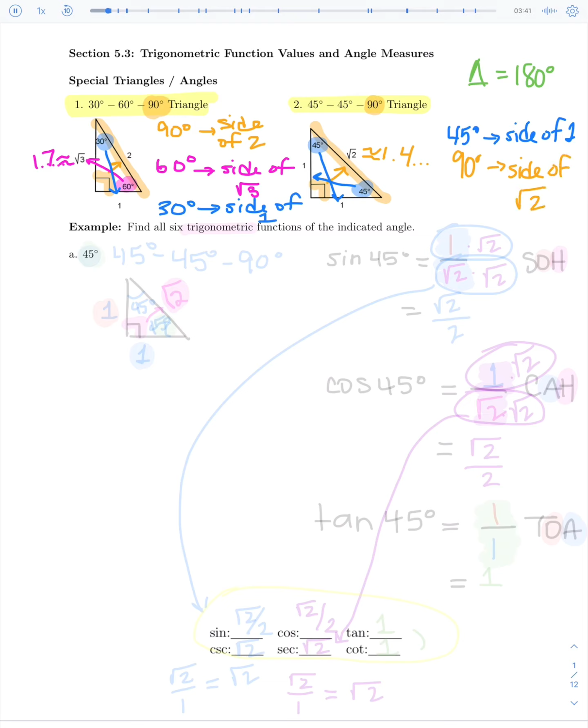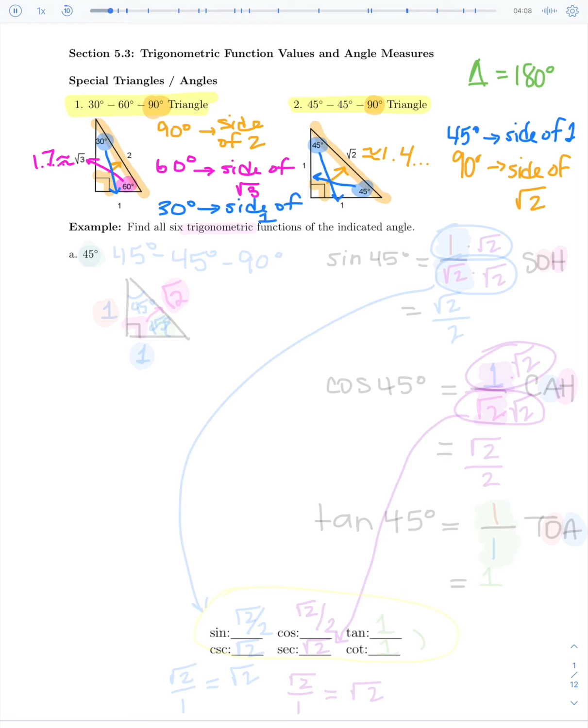So the 30, 60, 90 has the square root of 3 in it, and a 1 and a 2 as its sides. The 45, 45, 90 has two sides that are length 1 and one side that's square root of 2. Now, the reason why we want to have this memorized is so that we can come up with the 6 trigonometric values for these right triangles, these two special right triangles. So let's take a look.